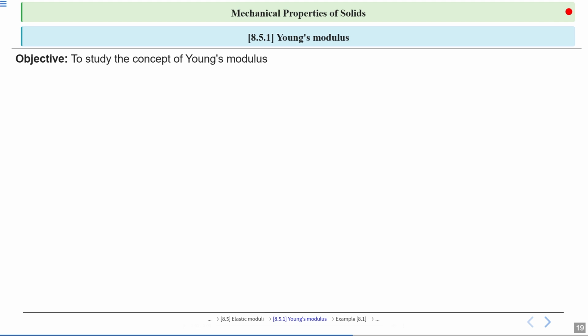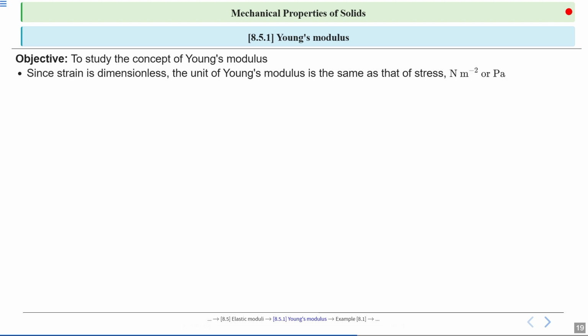Now, let's start by looking at the units of Young's modulus. Since strain is a ratio and has no units, the unit for Young's modulus is the same as that of stress, which is Newton per meter squared or Pascal. This means whenever we calculate Young's modulus, we express it in Newton per meter square or Pascal, just like we do for pressure or stress.